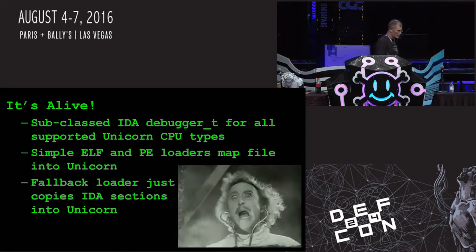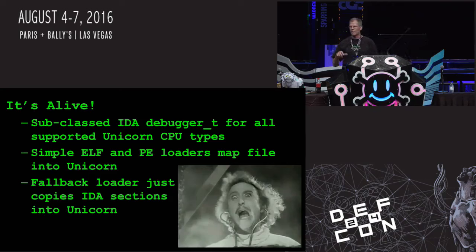But in the end, I was able to subclass IDA's debugger type to provide debuggers for all of the supported Unicorn processor families and end up with a debugger-style interface for any one of these architectures that you could use to emulate code wherever you are. So if you're using IDA on Windows and you're running Unicorn and you open up a MIPS binary, hey, you don't have to go find a MIPS platform anywhere.